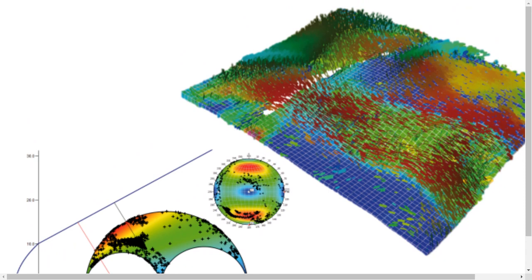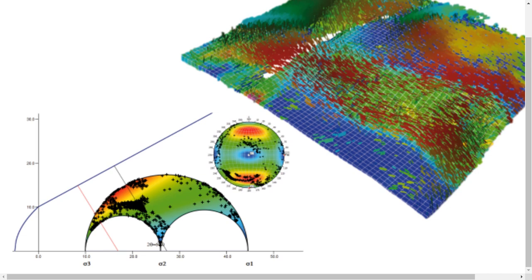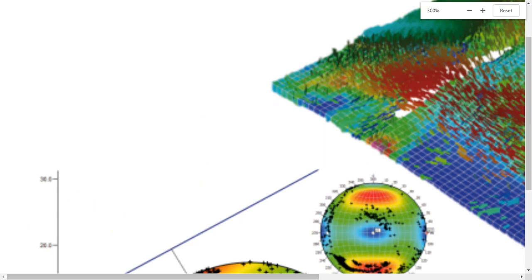According to this map, what is the strike and dip of the faults which are most likely to be reactivated in shear? I'll give you a hint. The answer is here. That's a stereonet. You see that we're talking about stereonets and they are used quite a bit.